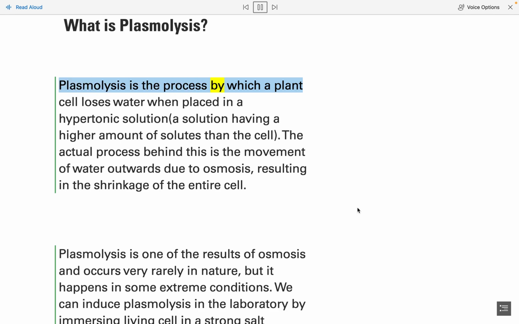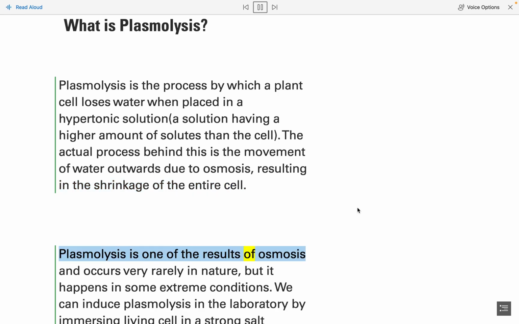Plasmolysis is the process by which a plant cell loses water when placed in a hypertonic solution, a solution having a higher amount of solutes than the cell. The actual process behind this is the movement of water outwards due to osmosis, resulting in the shrinkage of the entire cell.